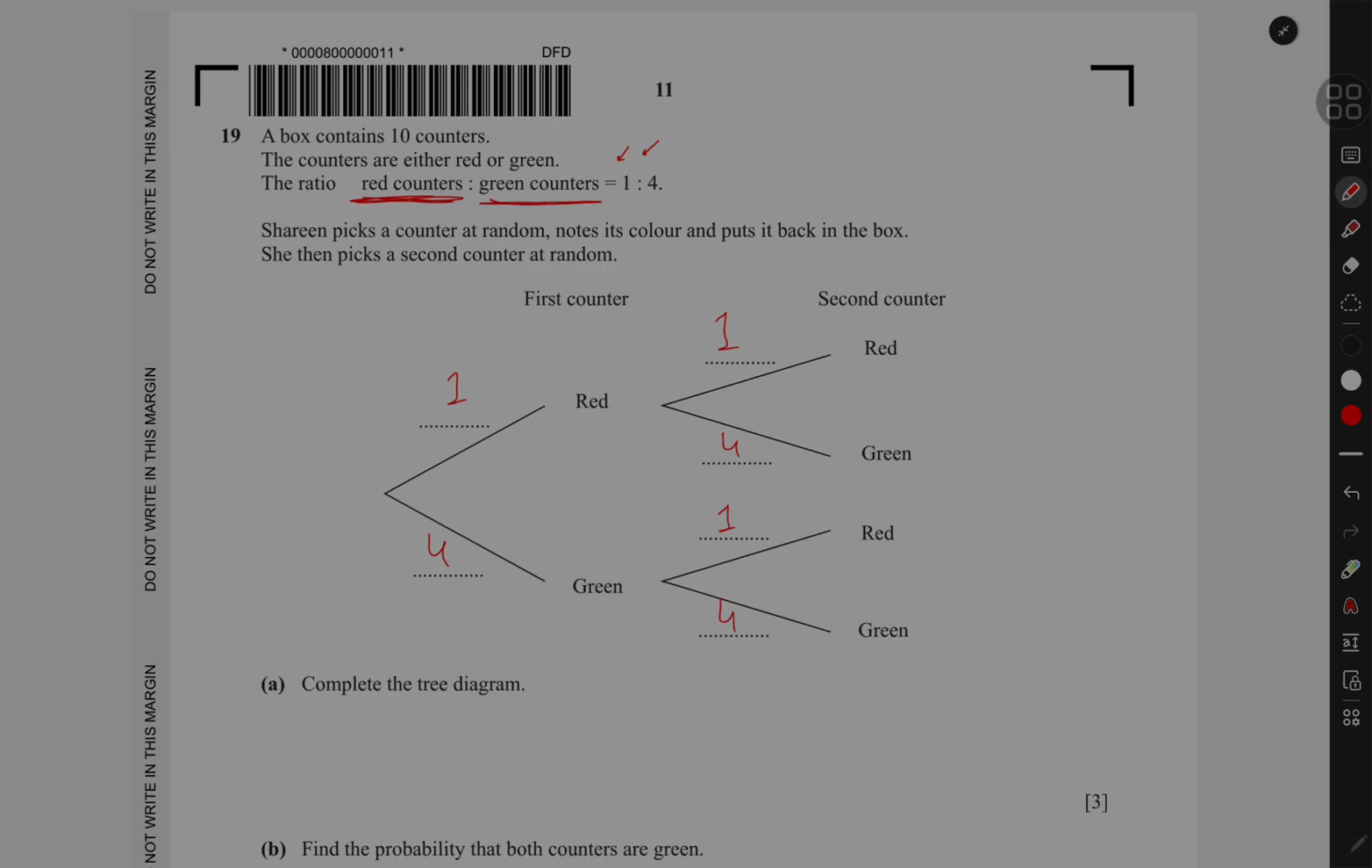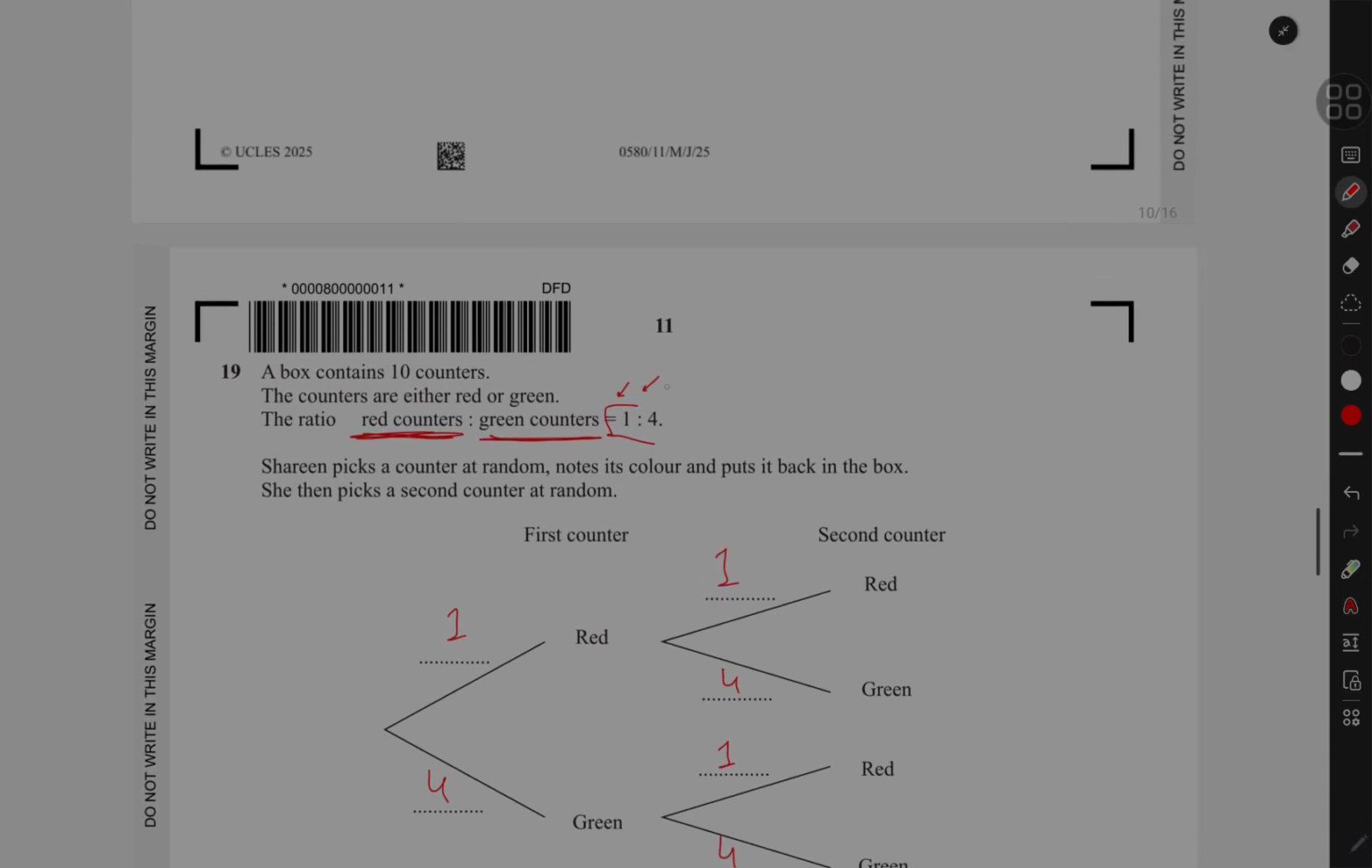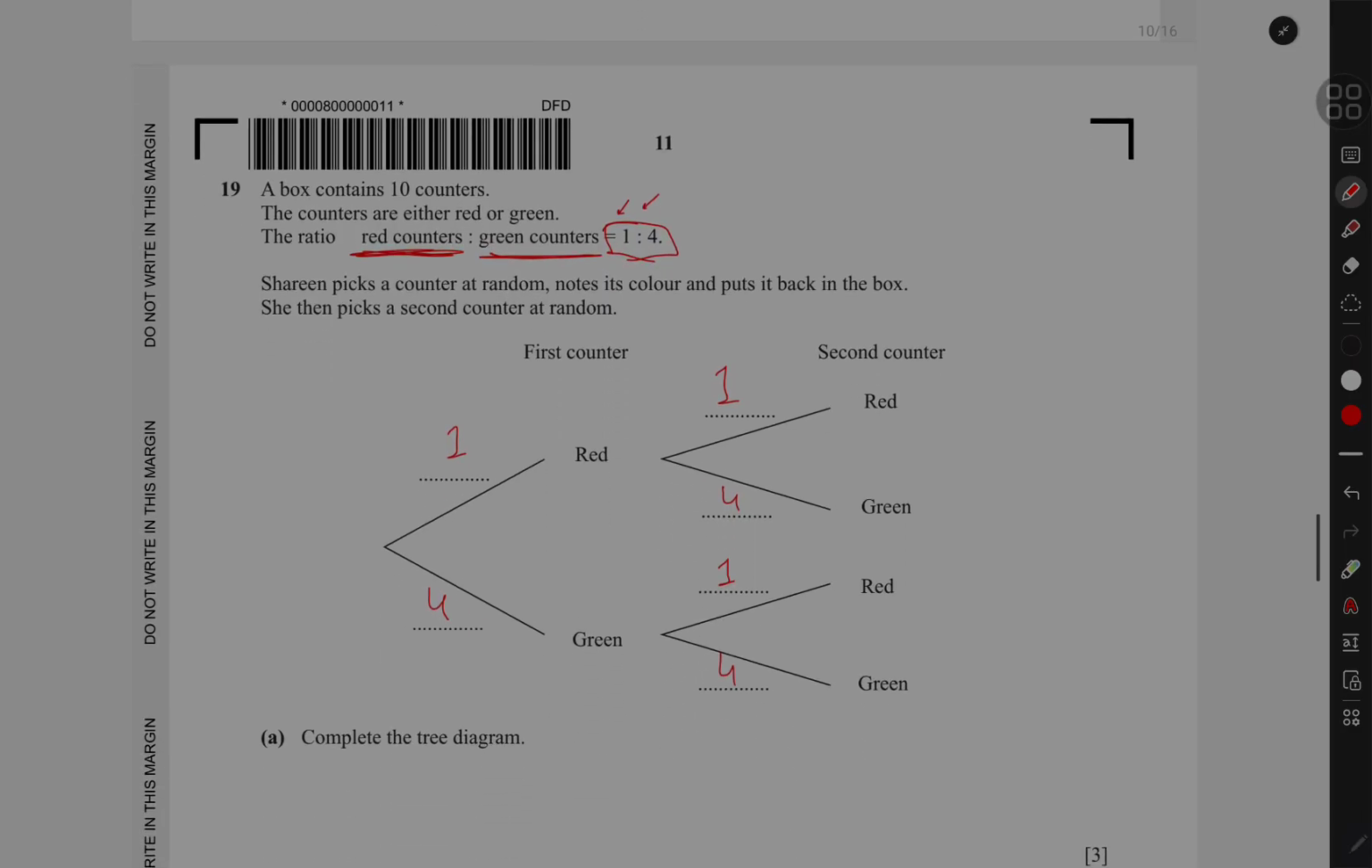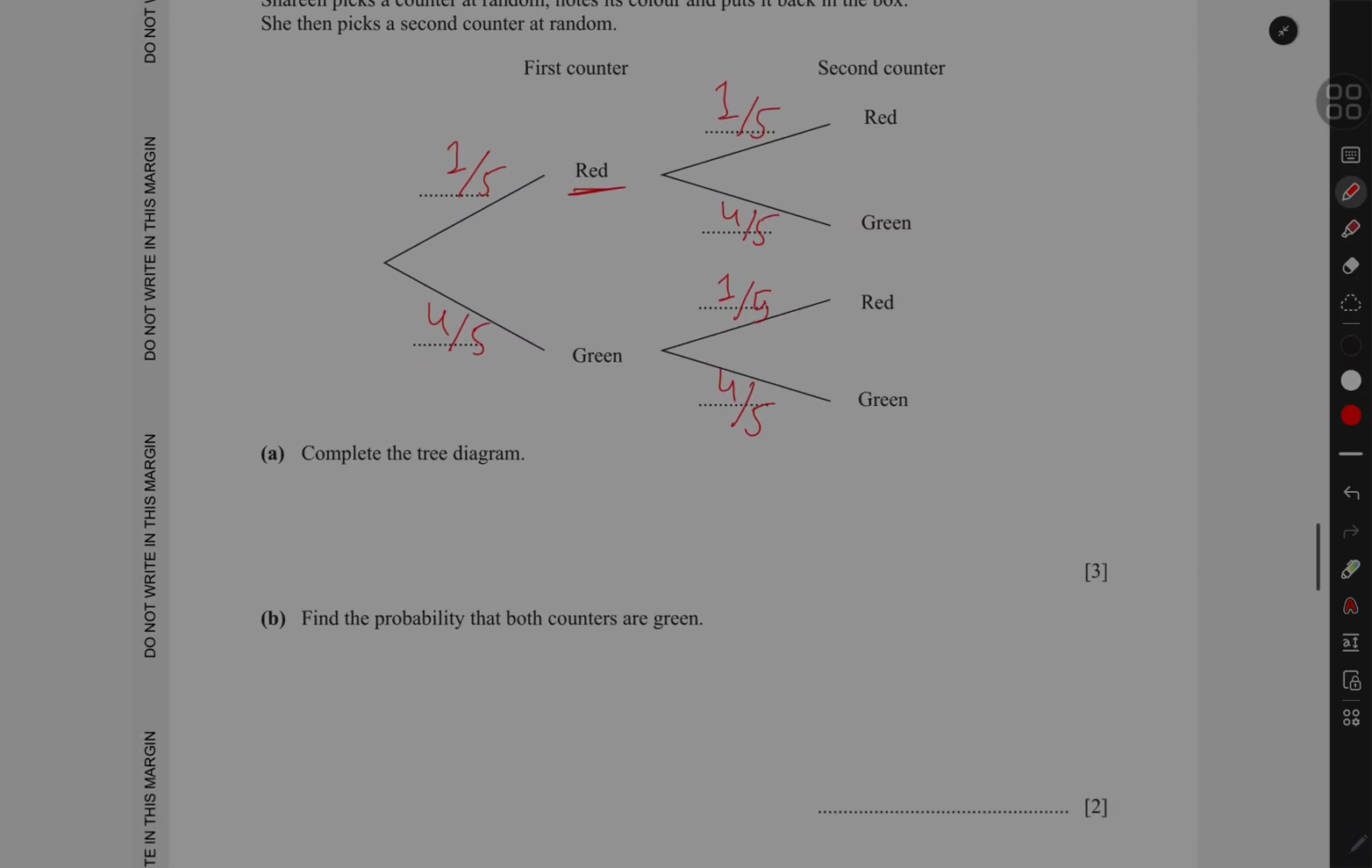So, next step. What is the total of these two numbers? 1 plus 4 is 5. So the chance of getting red is 1 out of 5, and same here, 4 out of 5. Here is the same: 1 over 5, 4 over 5, 1 over 5, and 4 over 5. And that's how you do it.